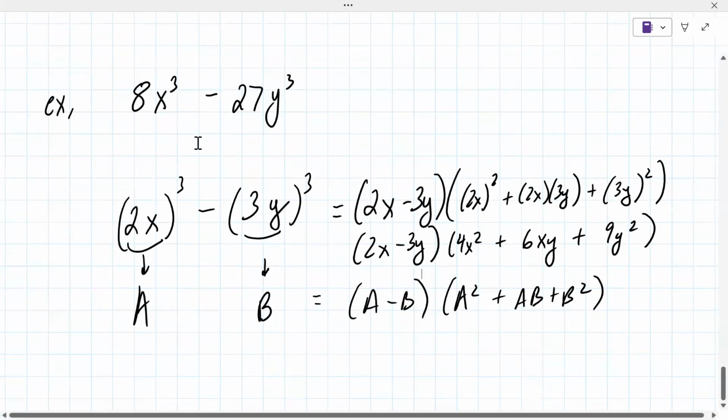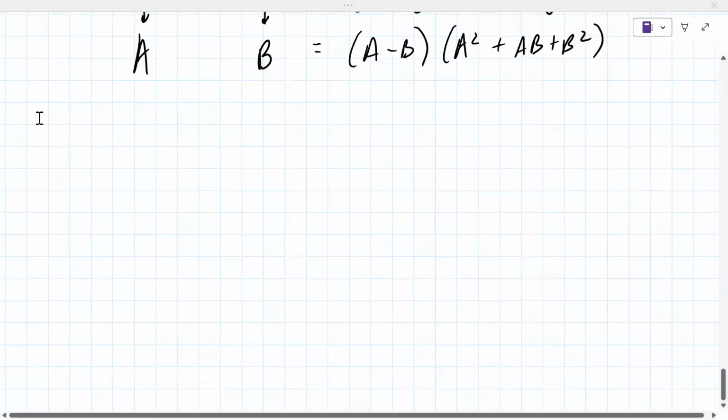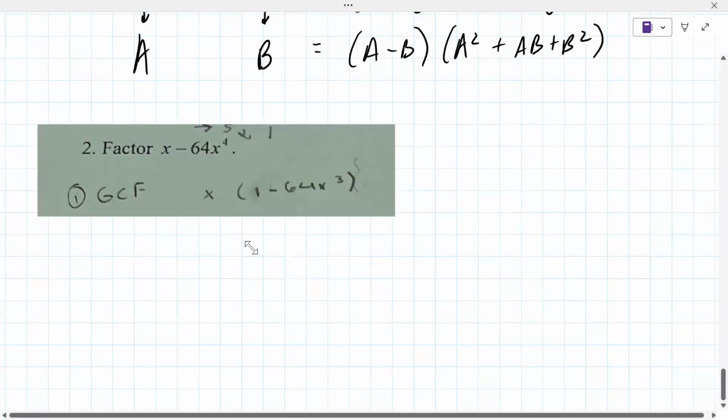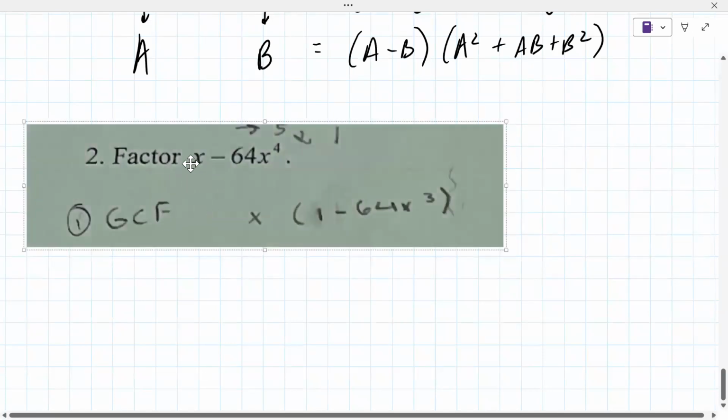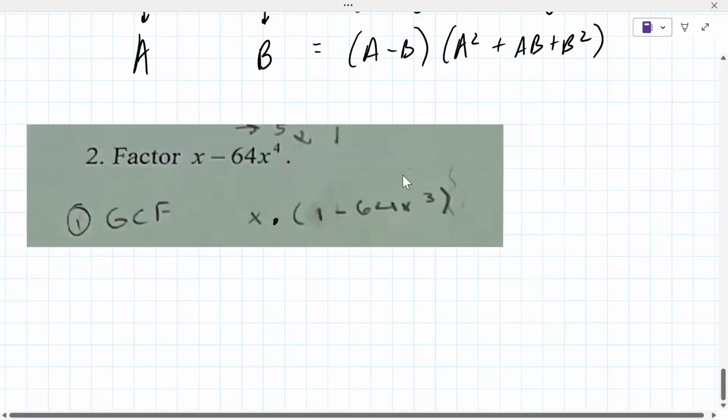Okay. Any questions on that? No. Okay. So let's go to your problem now. And you actually already kind of have the first step, which maybe we should talk a little bit more about GCFs, but we'll do that in a moment. You correctly said, okay, I can factor out an x out of both of these. So you have x times 1 minus 64x cubed.